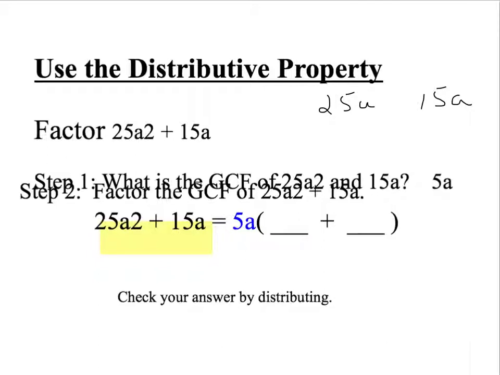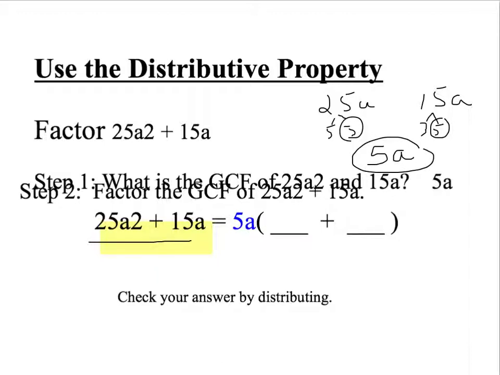Okay, so think about what we did in the last lesson. Well, I see that the only thing they have in common with the numbers is the 5. So they have a 5 in common, that's the greatest common factor, and they also both have an a. So the greatest common factor here is 5a. Now what I'm going to do in my original equation is take out 5a. So 5a times something has to equal 25a squared. So 5a times 5a, and then 5a times something has to equal 15a.